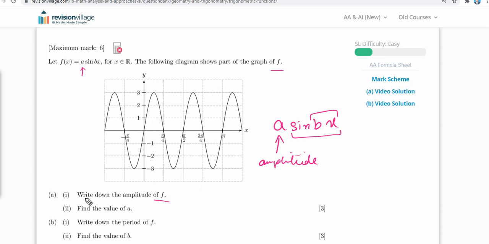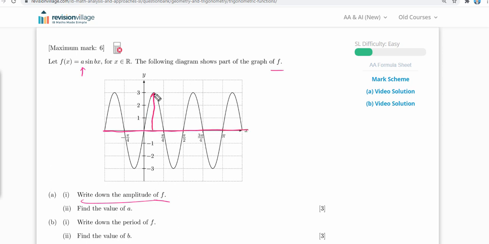and we have to work out the amplitude. The amplitude is basically the distance from the mean position to the extreme position. This is the mean position, the horizontal line in between this graph. The distance from the mean position to the extreme position is 3. So the amplitude for this one is equal to 3. And as I've just told you, a represents the amplitude, so the value of a will also be equal to 3.